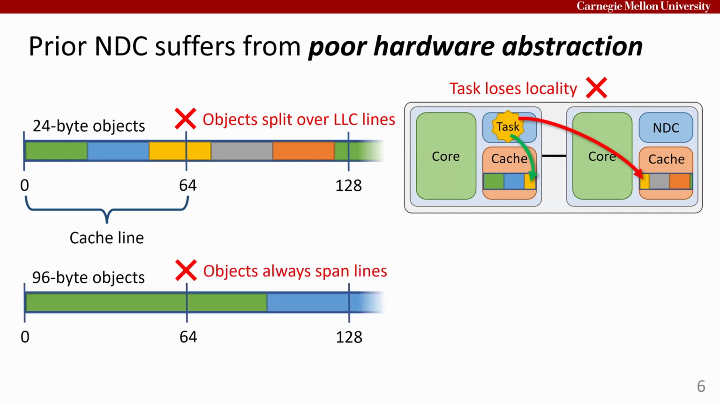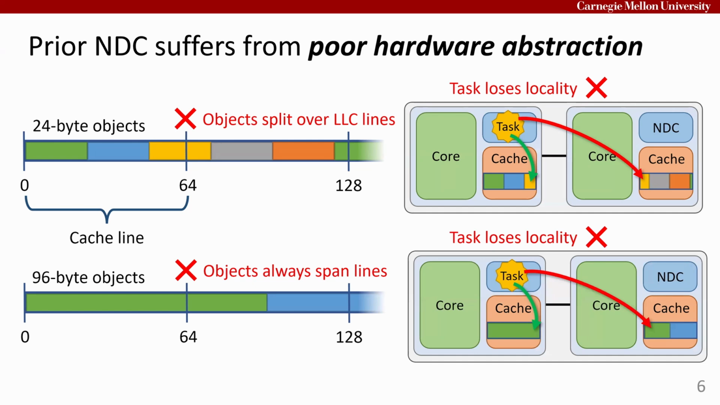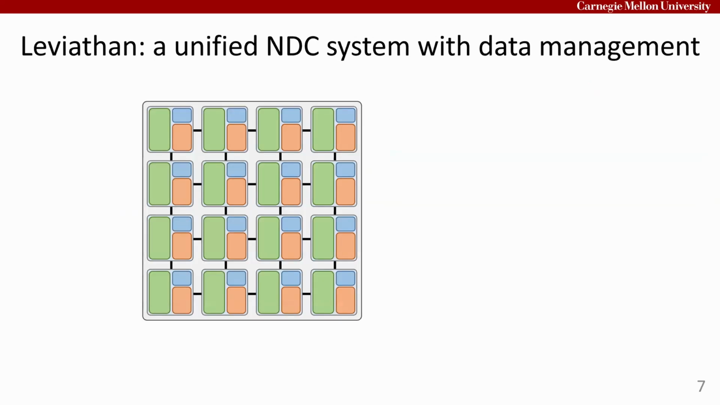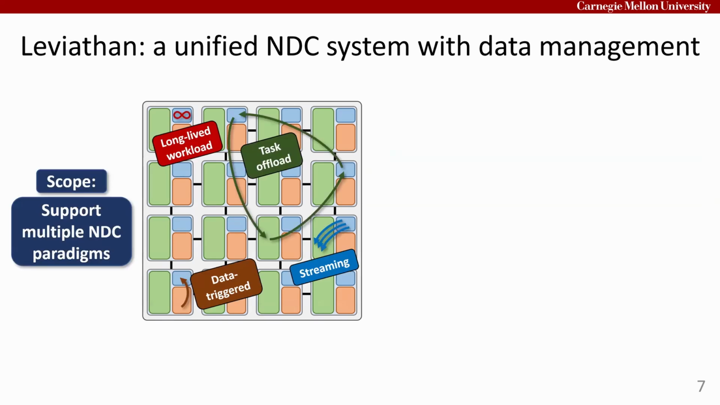And what about objects larger than a cache line? They will almost always span cache banks, forcing programmers to limit objects to within a cache line. Thus, prior NDCs require programmers to reason about cache line size, which is an unnatural and limiting interface. To overcome these issues, we propose Leviathan, a unified system for practical near-data computing.